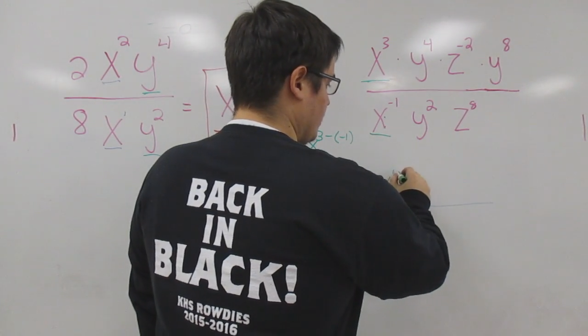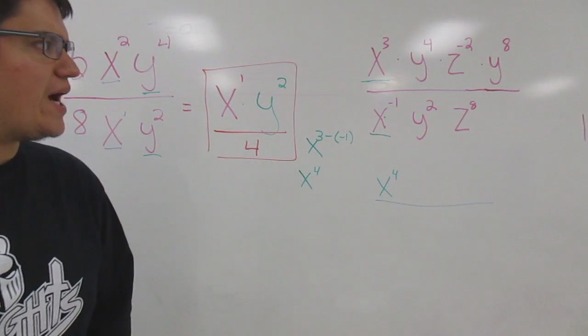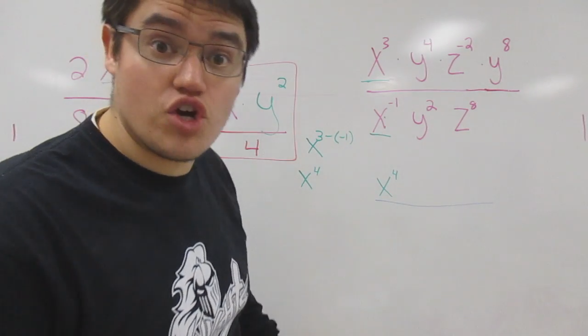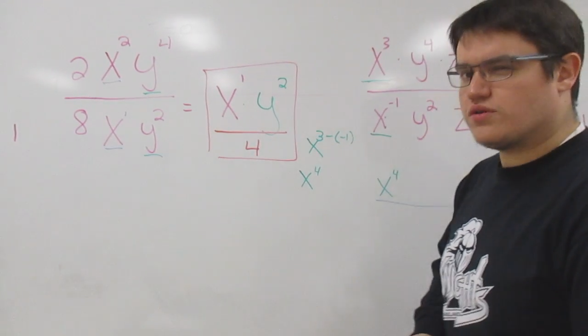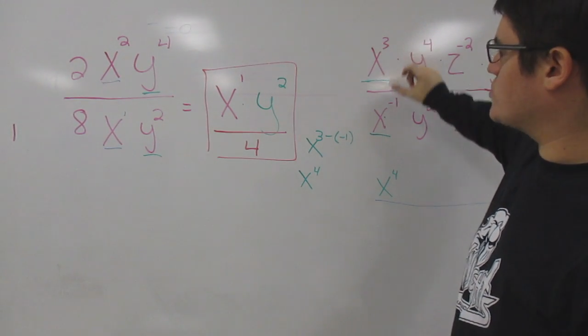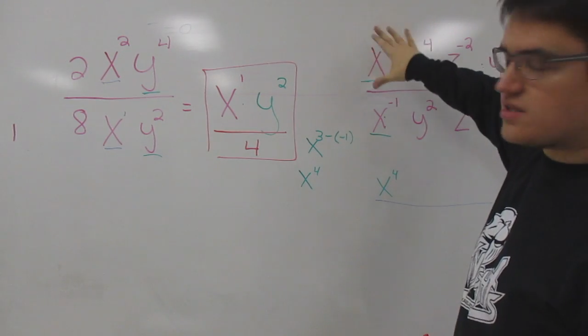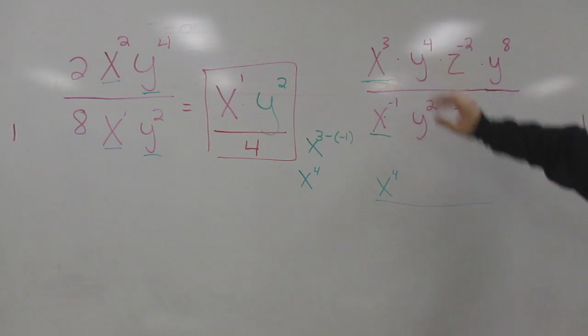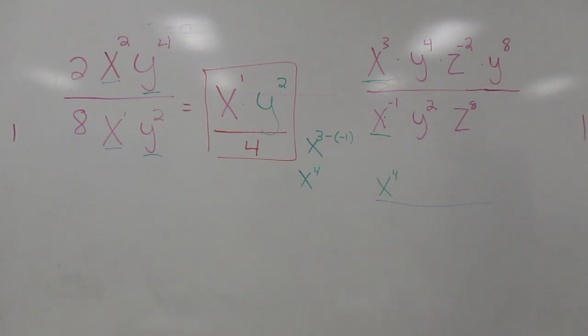Okay. And of course you might be asking yourself, but Mr. Pons, how do I know if it goes in the numerator or denominator? That's a good question. One kind of rule of thumb is you go where the bigger number's at. 3 is larger than negative 1, so there are going to be more x's up here, so x to the 4th. And it kind of makes sense here. You have y squared over y to the second.